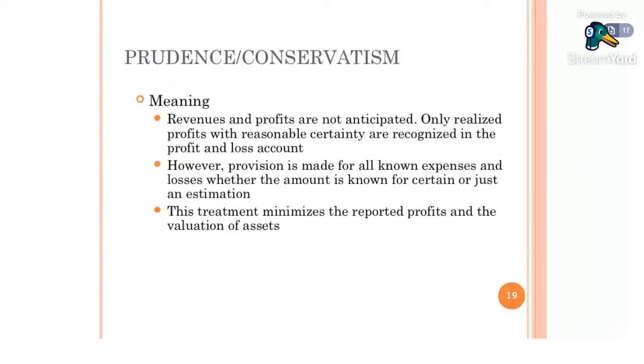Next, prudence or conservatism. Revenues and profits are not anticipated. Only realized profits with reasonable certainty are recognized in the profit and loss account. Okay, so however, provision is made for all known expenses and losses, whether the amount is not for certain or just an estimation. This treatment minimizes the reported profits and the valuation of the assets. So as much as possible, yung ipapakita mong gains mo, yung talagang mayroon ng reasonable certainty. Ibig sabihin, kung ina-anticipate mo pa na after 3 months kikita ka ng ganito without any kind of basis, hindi pa yun dapat pwedeng i-reflect.